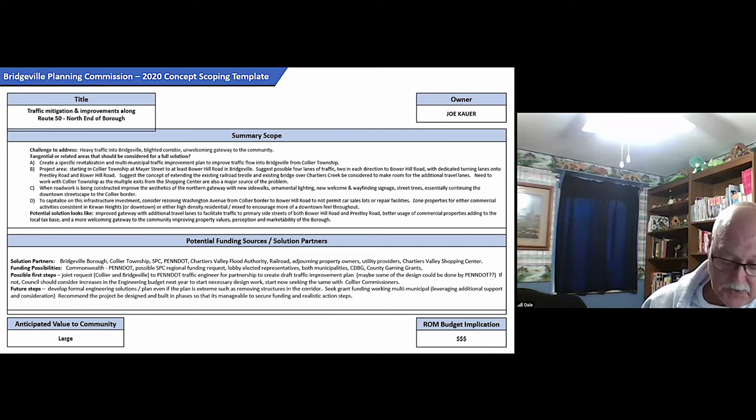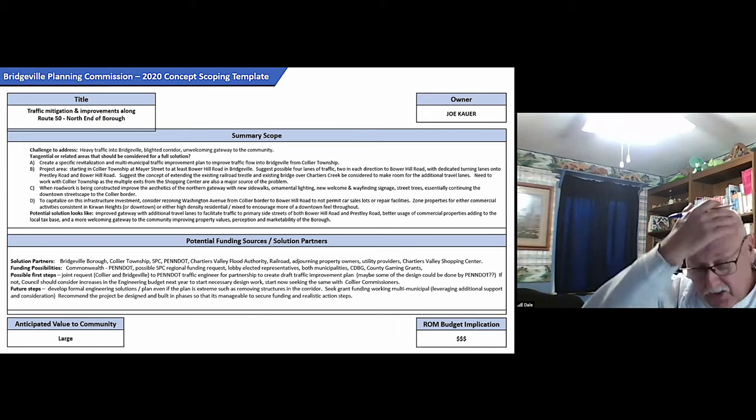As far as solution partners and funding possibilities: Bridgeville Borough, Collier Township, SPC, PennDOT, Chartiers Valley Flood Authority, the railroad, adjoining property owners, utility providers, and Chartiers Valley Shopping Center. Funding: Commonwealth, PennDOT, possible agencies, regional funding requests, lobbying elected representatives, both municipalities, CDBG, I'm not sure what that is, and county gaming grants.